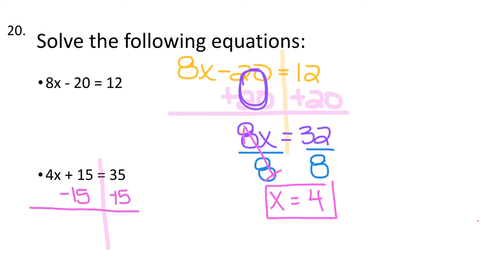That is going to eliminate the 15 on the left, leaving me with just the 4x is equal to 20. In order to undo the multiplication with the x, we're going to divide both sides of the equation by 4, and we find that 1x is equal to 5.